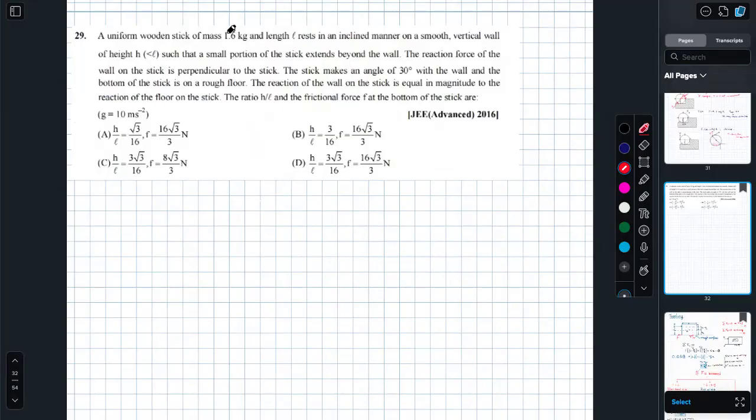A wooden stick of mass 1.6 kg, length L, rests in an inclined manner on a smooth vertical wall of height h, which is less than L, such that a small portion of the stick extends beyond the wall.